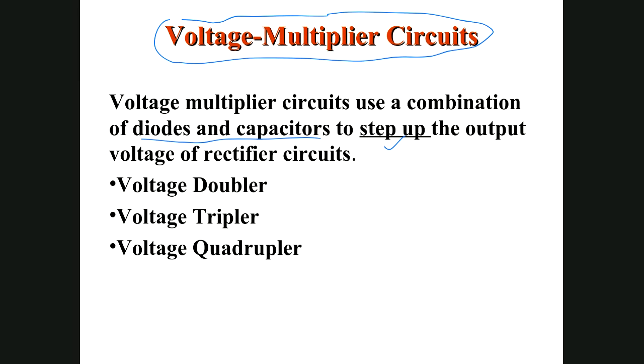Your multipliers are of different types. It may be a doubler. In a doubler, your output will be 2 times the input. Tripler, your output will be 3 times the input voltage. And quadrupler means your output will be 4 times the input voltage. So we will discuss all of them one by one.